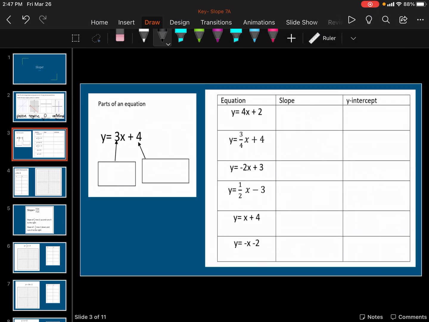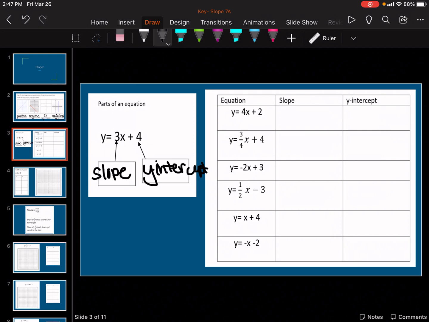So when we have an equation, the slope, think about when we've done it, y equals kx. K is your unit rate, k is your slope. So here, 3 is the slope. And 4 is what's called your y-intercept.